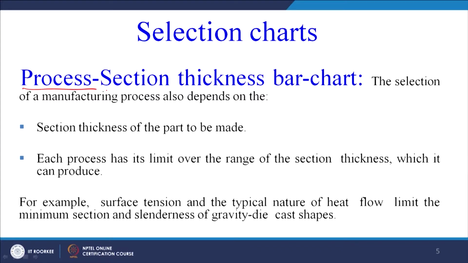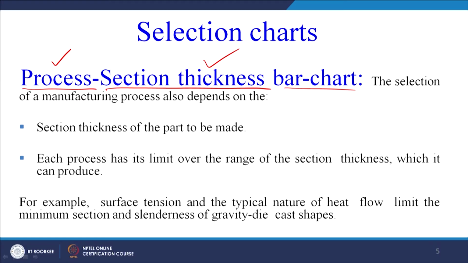The 4th attribute is the process section thickness bar chart. So the process remains the same. We are trying to study the selection of processes in the context of the various attributes. So the section thickness is another attribute. We can see there are ribs and bosses in different products. So what can be the minimum section thickness which can be produced by a process can be seen from these charts. So the selection of a manufacturing process also depends on the section thickness of the part to be made. Each process has its limit and this limit is given in the chart.